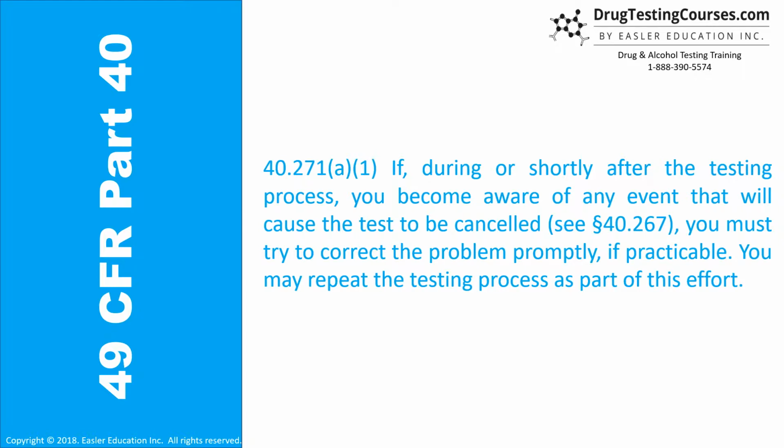40.271(a)(1). If during or shortly after the testing process, you become aware of any event that will cause the test to be canceled, see Section 40.267, you must try to correct the problem promptly if practicable. You may repeat the testing process as part of this effort.